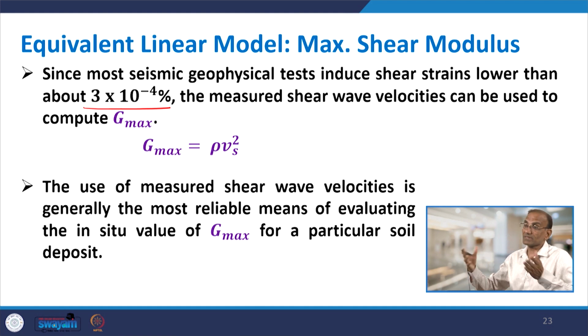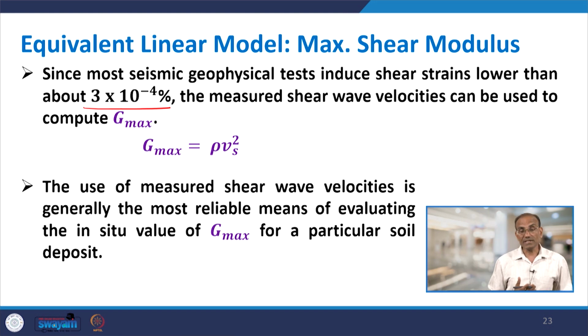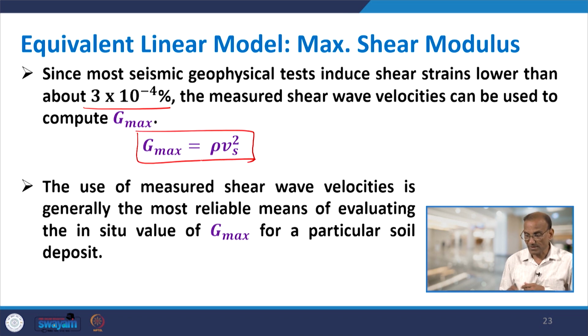So, whatever shear velocity you measured from the geophysical test, seismic reflection, seismic refraction, SASW test, then the shear velocity is known, and G max can be found out simply as rho into Vs square, where rho is nothing but mass density. This relationship we already discussed a lot of times. So G max can be found using those tests.